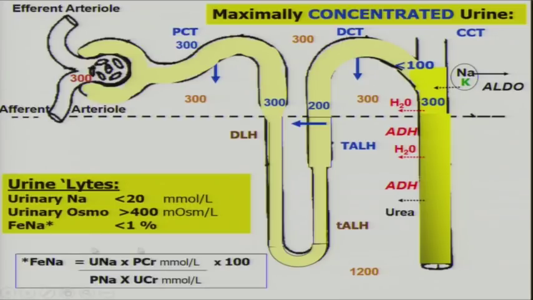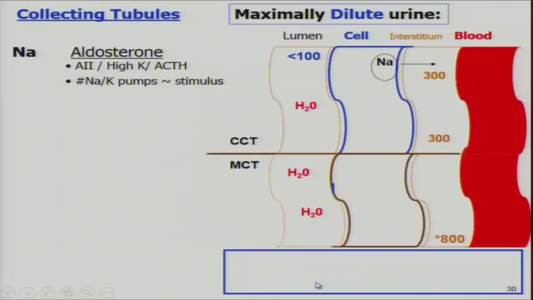Anyway, the net effect is this. So you've concentrated your urine, your sodium is going to be less than 20, osmolarity is going to be greater than 400, and your FeNa is going to be less than 1%. And that's what happens when you want to concentrate your urine.